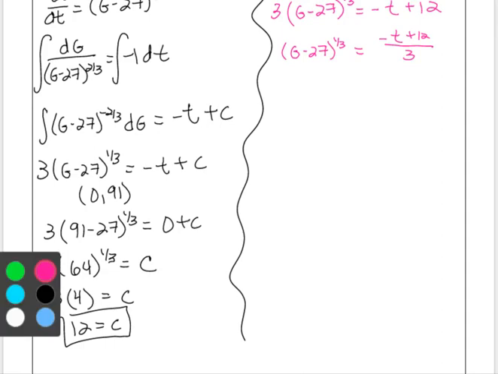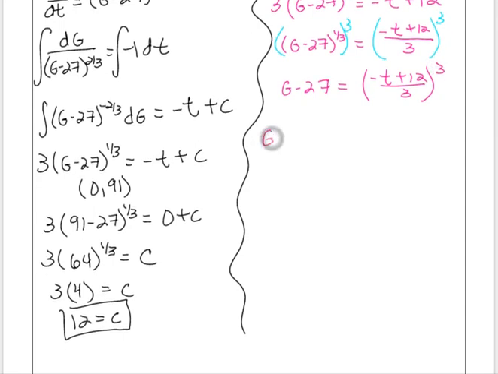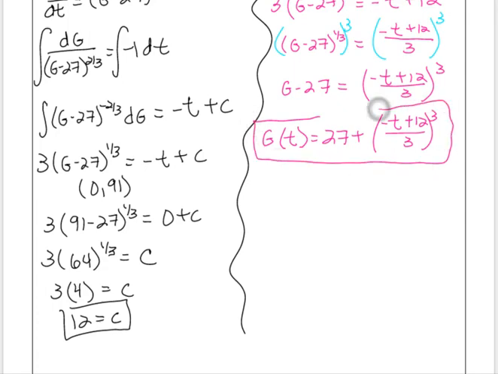Now we could simplify that if we want to, but there's not really going to be any need to. In order to get rid of this 1/3 power, we're going to need to raise it to the third, which means raise the other side to the third power also. And so now we get g minus 27 is equal to ((-t plus 12) over 3) raised to the third. And now we can just add that 27 over. So we get g of t is equal to 27 plus ((-t plus 12) all over 3) raised to the third power. So there's our expression for g of t.